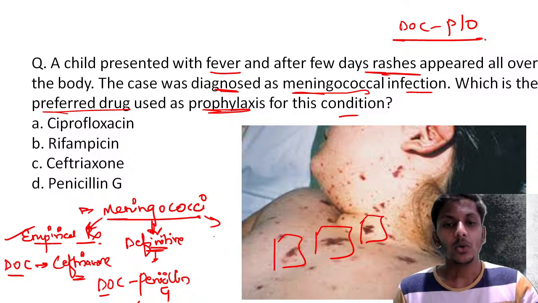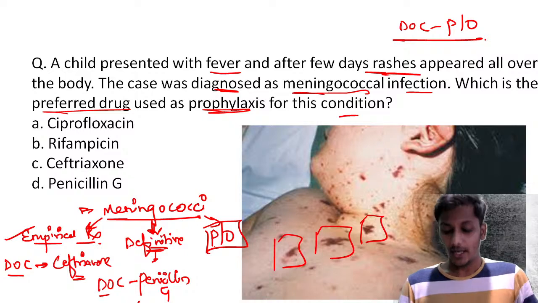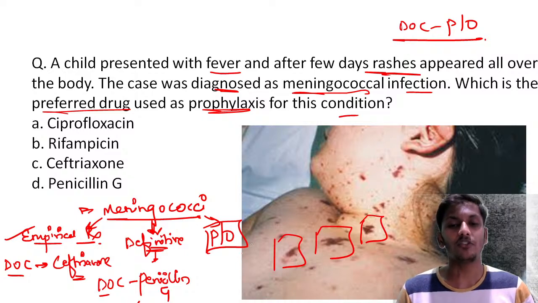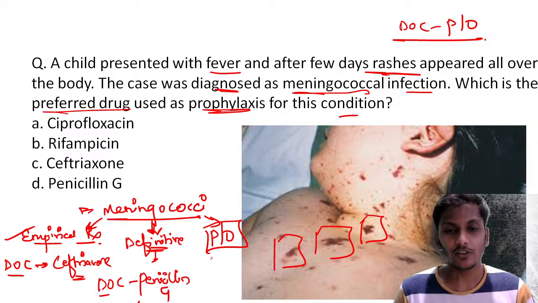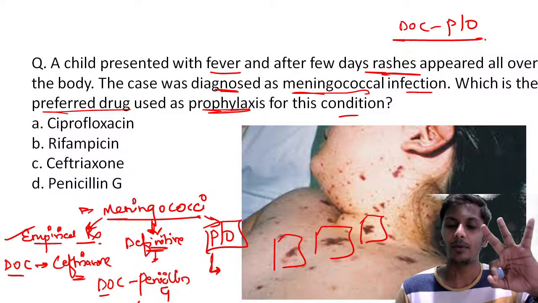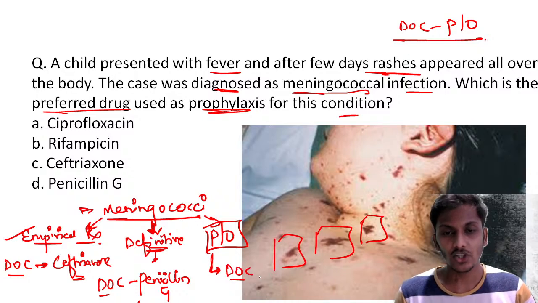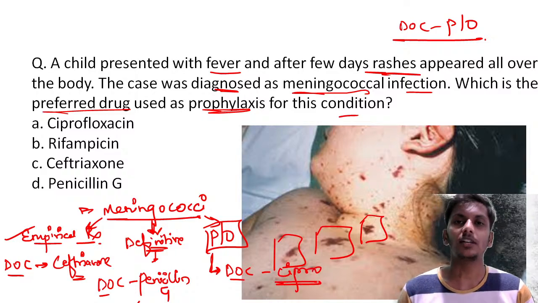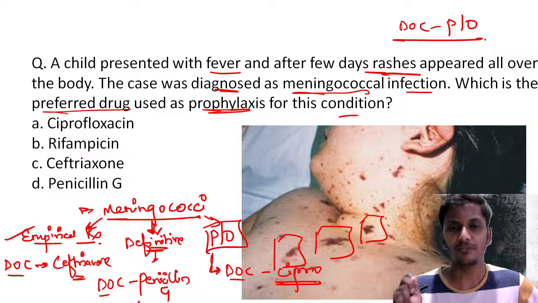And lastly, which is the drug of choice for prophylaxis of meningococcal infections? We usually use 3 drugs for prophylaxis: ciprofloxacin, rifampicin and ceftriaxone. But the drug of choice in this condition would be ciprofloxacin. So please remember, ciprofloxacin, which is a fluoroquinolone, is the drug of choice for prophylaxis of meningococcal infection.